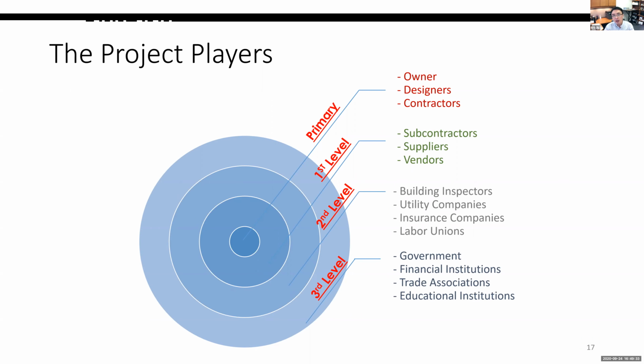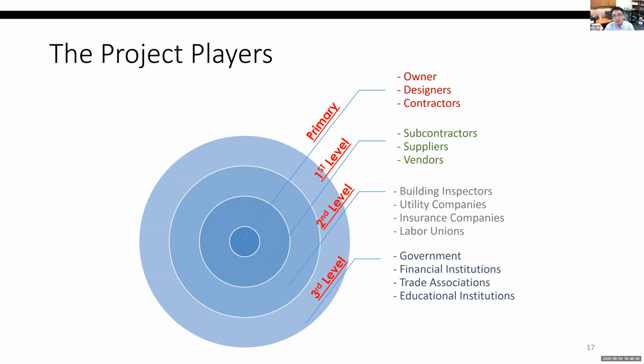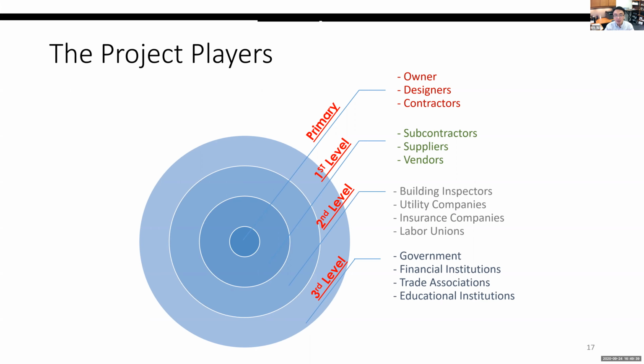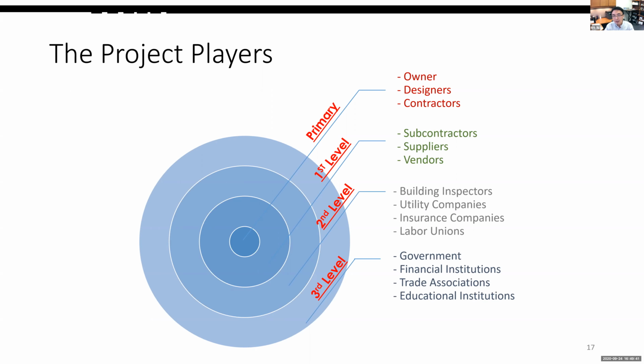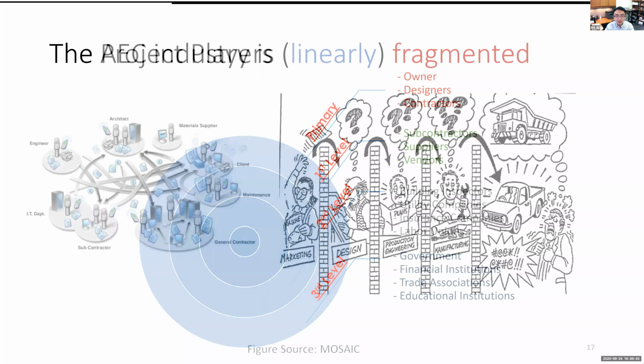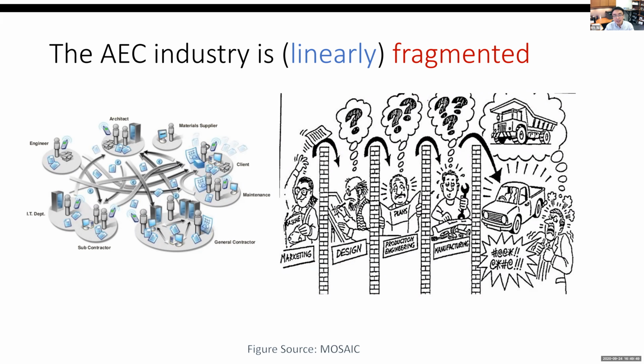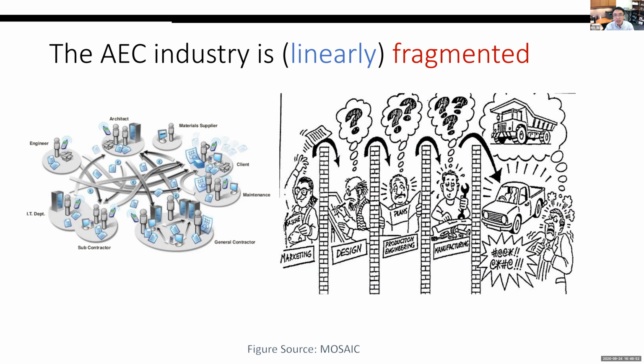So think about how many parties are involved in a project and how difficult it is to have this common understanding. But it's more than that, guys. It's also about different interests. So the construction, or the AEC industry, is highly fragmented.